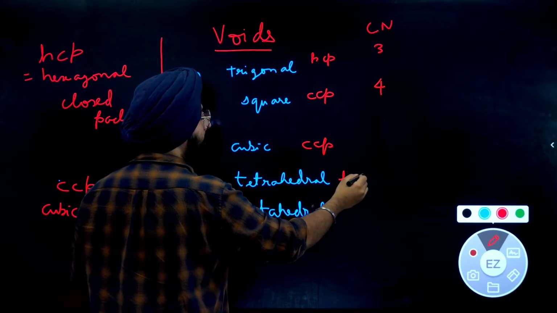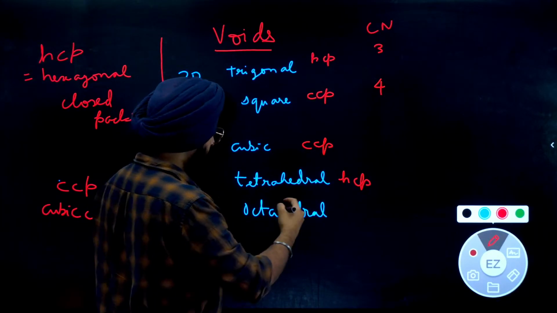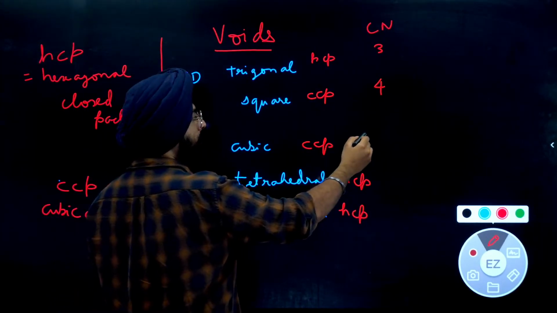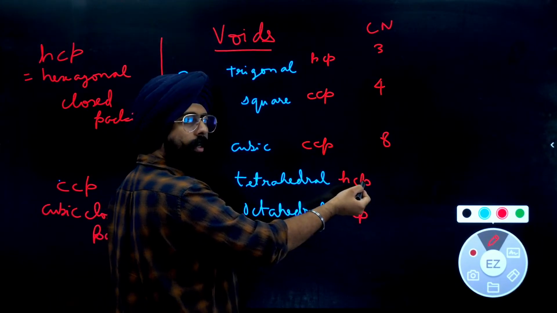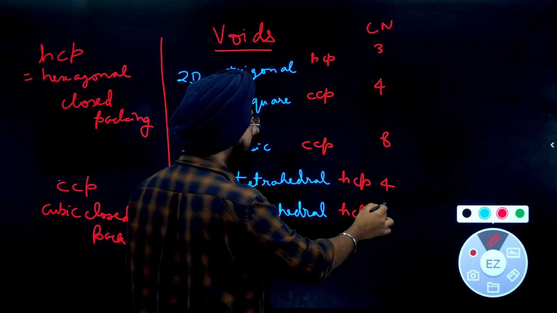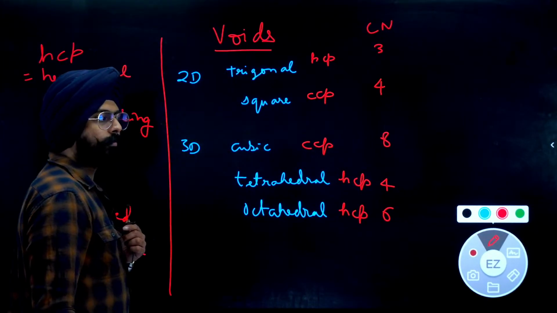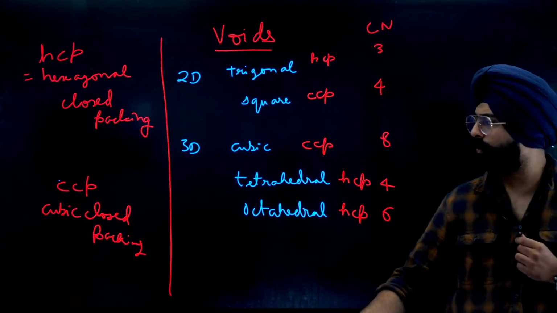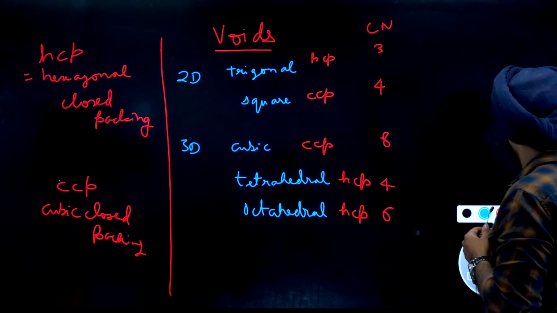Tetrahedral again comes from hexagonal closed packing. And octahedral again comes from hexagonal closed packing. Coordination number 8. Coordination number 4. Coordination number 6. Sorted. In your notebooks, if you want to draw, you can draw the shapes as well.